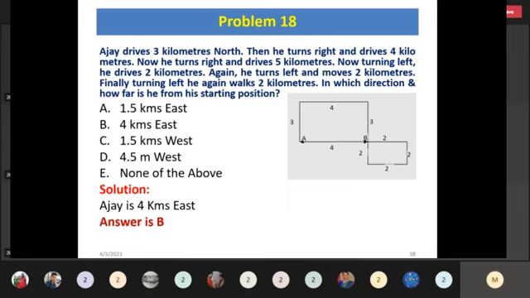The options are A 1.5 kilometers east, B 4 kilometers east, C 1.5 kilometers west, D 4.5 kilometers west, and E none of the above. Now, as far as the diagram is concerned, if you see the solution, Ajay is 4 kilometers east. So the answer is B, 4 kilometers east.